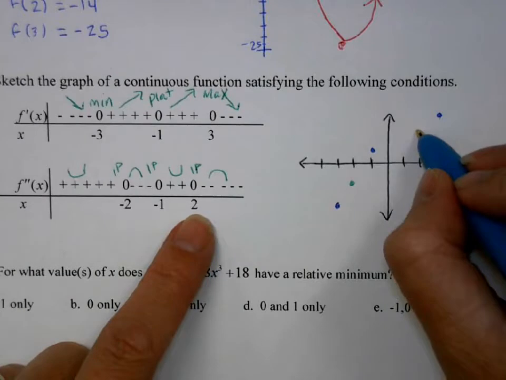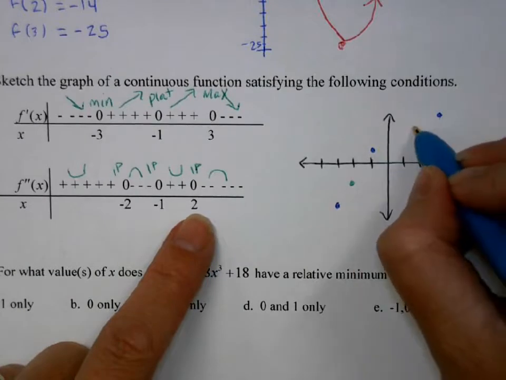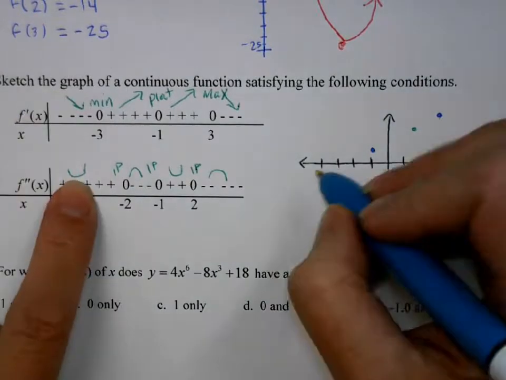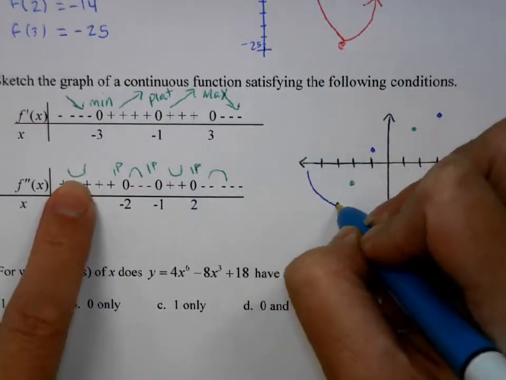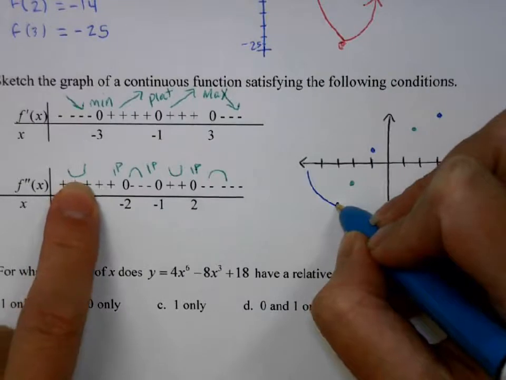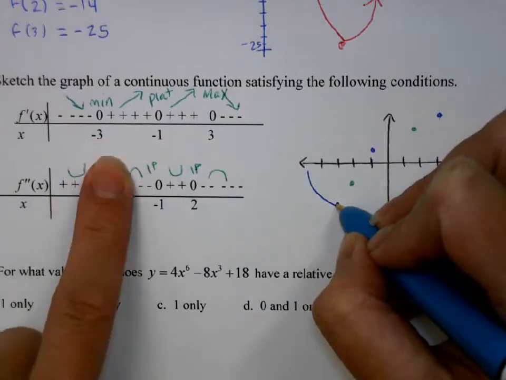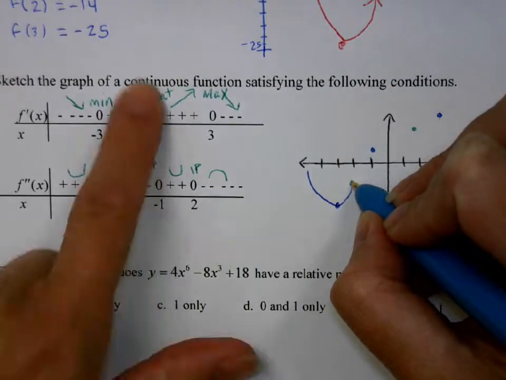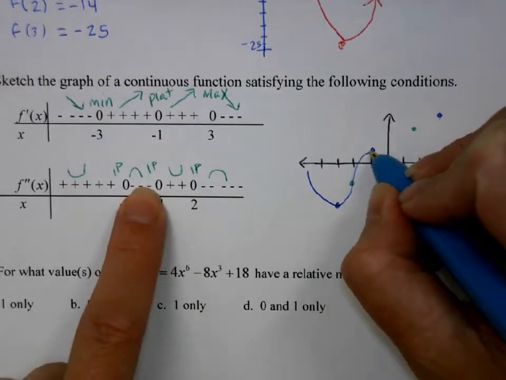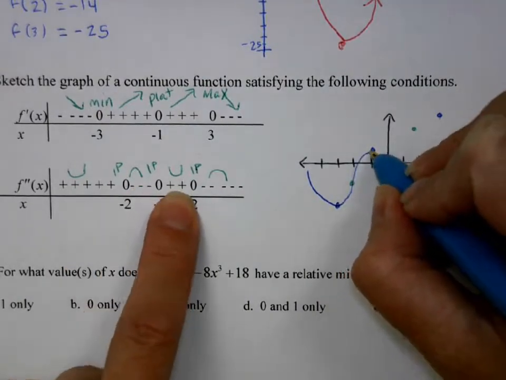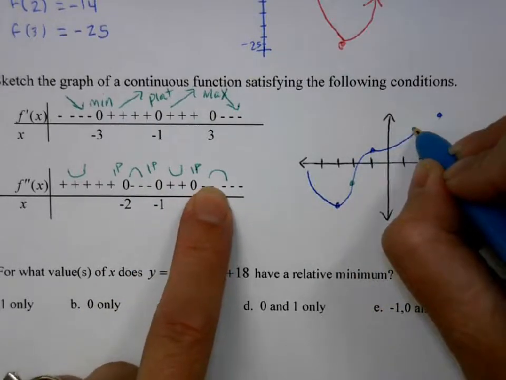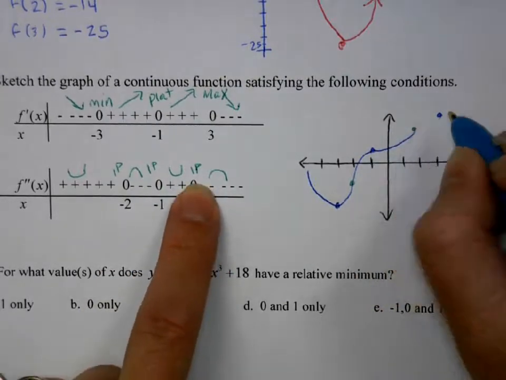Okay. So we're decreasing and concave up leading into this point. It's concave up, but now increasing to this inflection point. It's increasing concave down to our plateau. Then it's concave up and increasing. Then it switches to concave down and increasing, and then here we have our maximum.